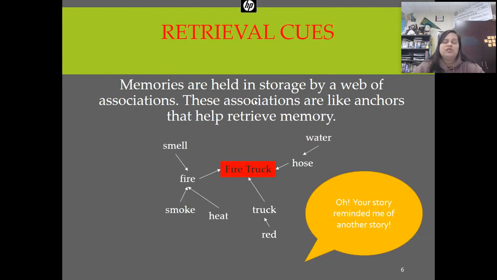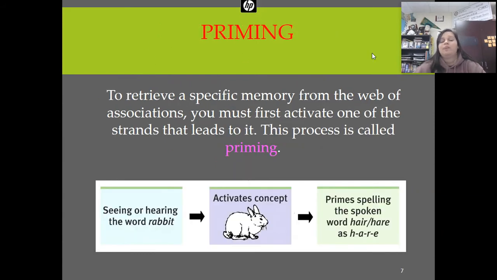When we store memories, though, they're not usually just in there all by themselves. They're in there as sort of a web of associations. So to try to retrieve one detail, you can retrieve other neighboring ones. So maybe your story reminds you of another story, and that's the way our retrieval cues work.